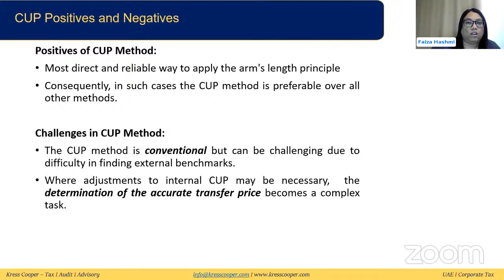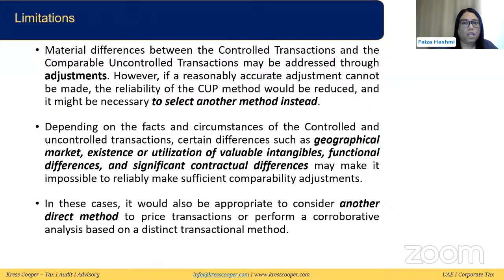Like maybe your related party is in a different market. Maybe they are in Africa. Maybe the third party is sitting in UAE. So there have to be certain adjustments which require a lot of complexities to establish what that adjustment would require, and that is one of the most challenging parts of this method. So like we said, if there are a lot of adjustments and you cannot accurately make those adjustments, then you do need to look for another method, and deviate from this.